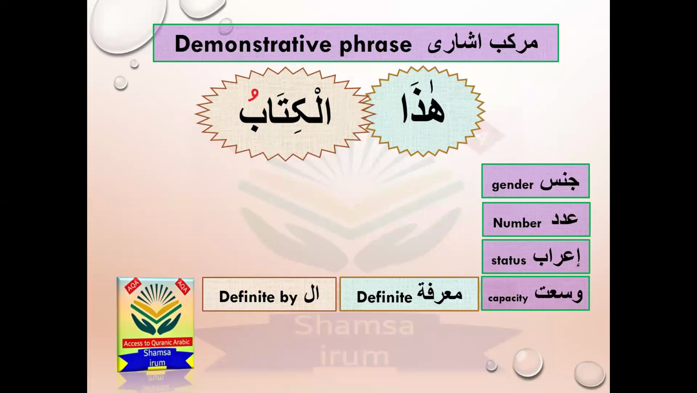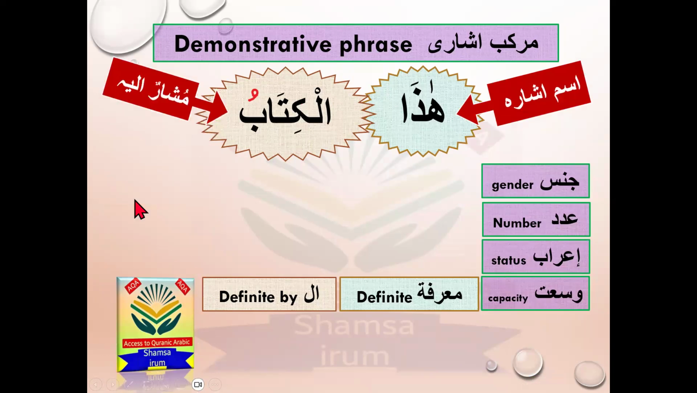Okay, so you can see the two words, haza al kitabu. I read it separately because I want to show you that musharun ilay, the second part, has al in the beginning. You can see the al in the beginning. Al kitabu. Okay, so haza is ism ishara, and al kitabu is musharun ilay. And how do we know that it is musharun ilay? How do we judge it? Because of al. Because there is al in the beginning, so we confirm that it is musharun ilay.